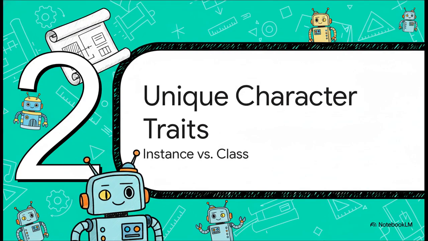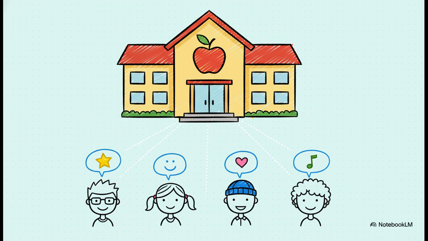Okay, so we've got our characters, our objects, but a character with no personality is pretty boring. So how do we give them their own unique traits and personalities? In OOP, we use variables, but there are two different kinds we really need to understand. Just think of it like this. Instance variables are unique to each and every object. So if our class was student, your name would be an instance variable. It belongs only to you. But a class variable, that's something that's shared by all the objects made from that class, like the name of the school you all go to. So one trait is totally personal, the other is communal.